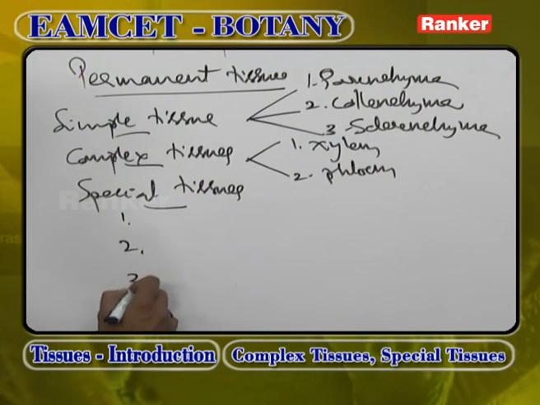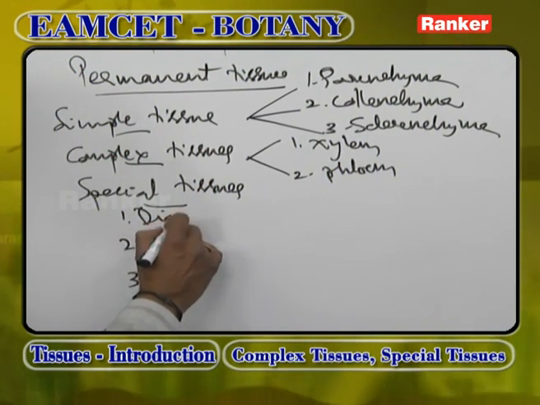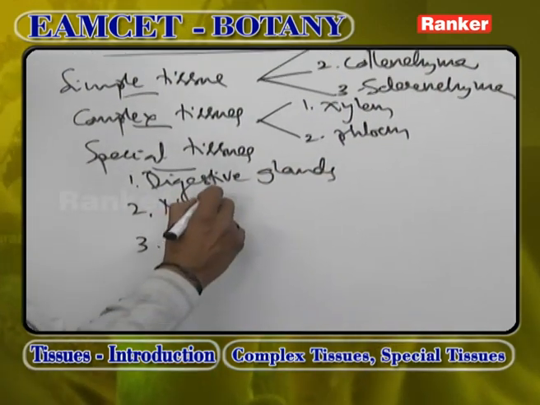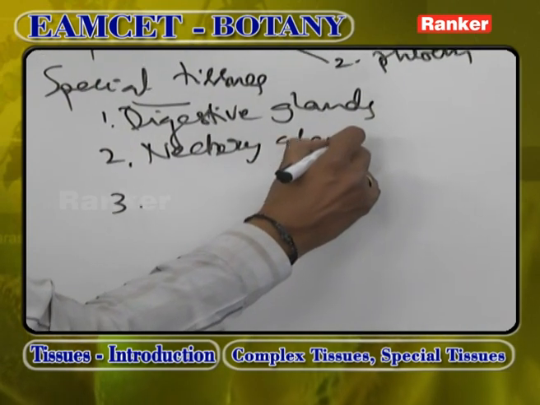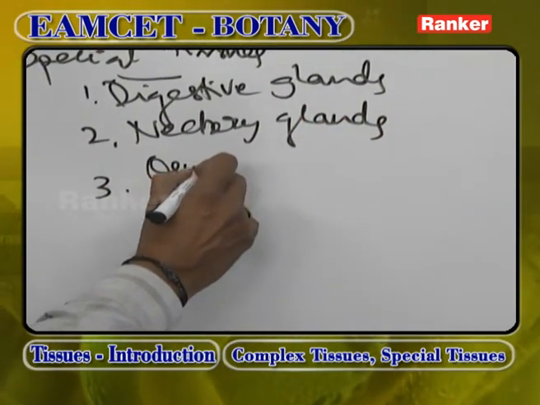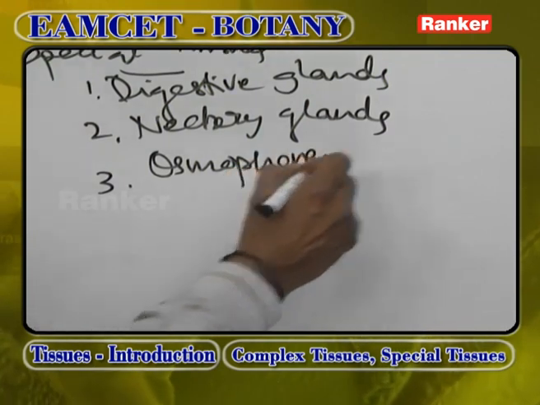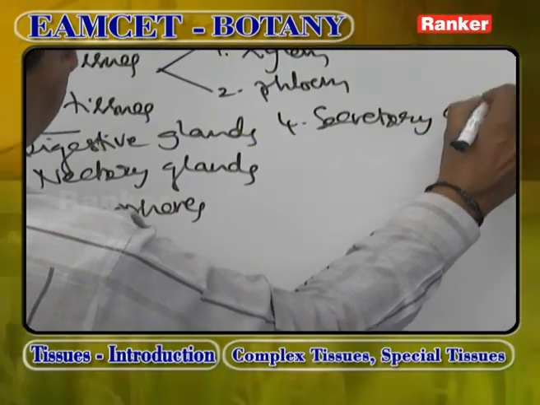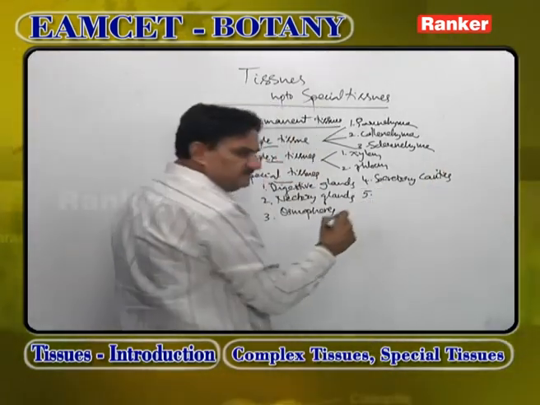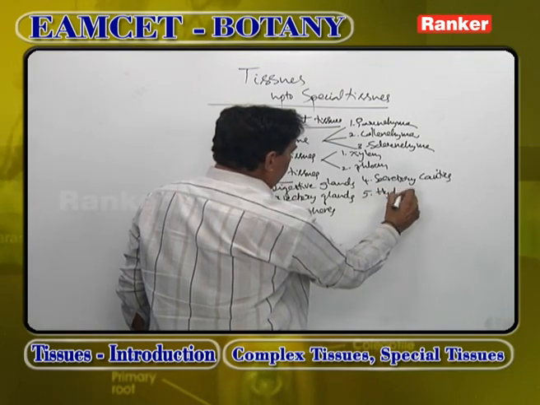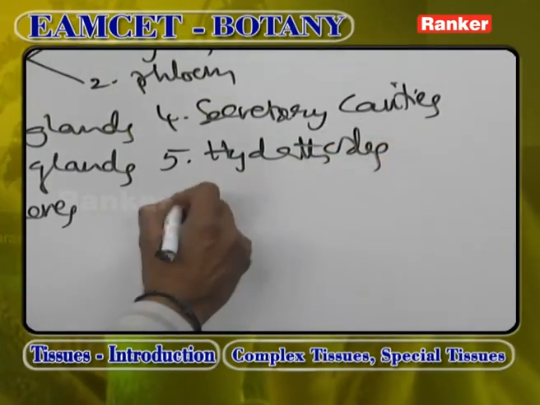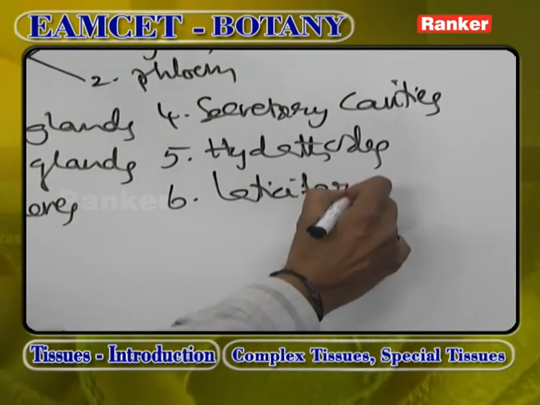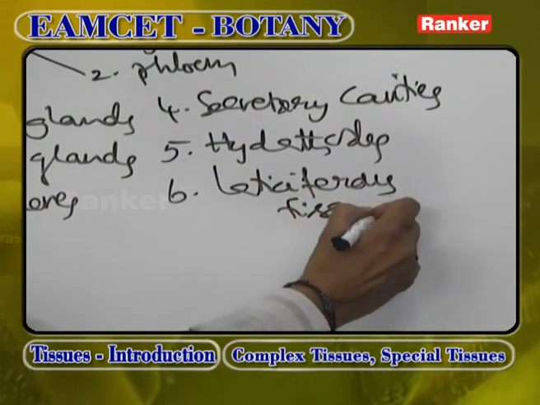Special tissues are different types. One is digestive glands in insectivorous plants. The other is nectary glands in some plants, with floral nectaries and extrafloral nectaries. Then osmophores in orchids that secrete a fragrant smell. Then secretory cavities, which are cavities formed either by the breakdown of cells or expansion of cells. Then hydathodes, which help in guttation. Guttation means loss of water in the form of water droplets. Then laticiferous tissues, the tissues which secrete a milky substance called latex.